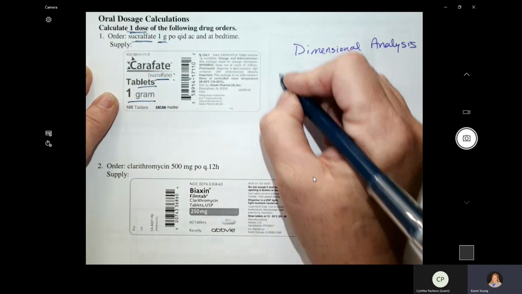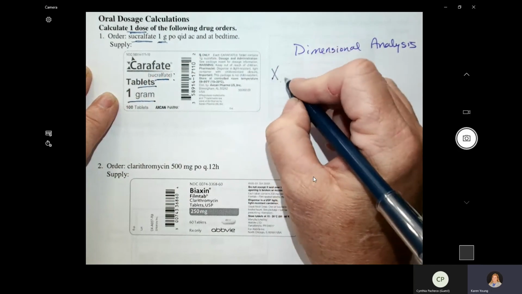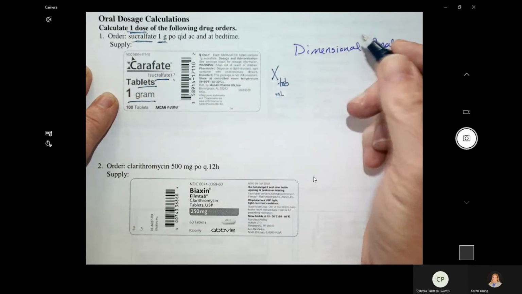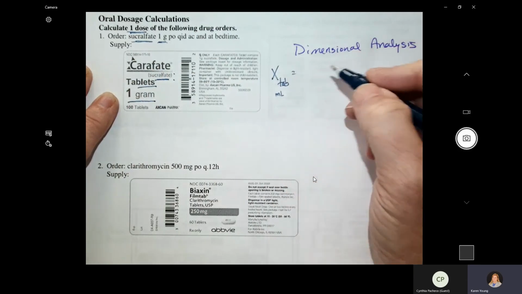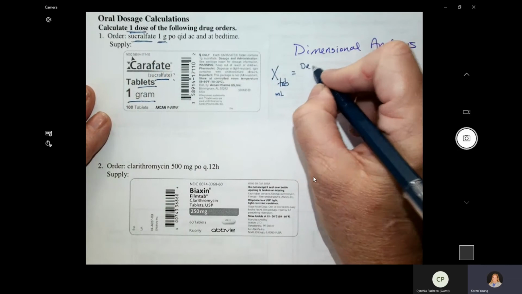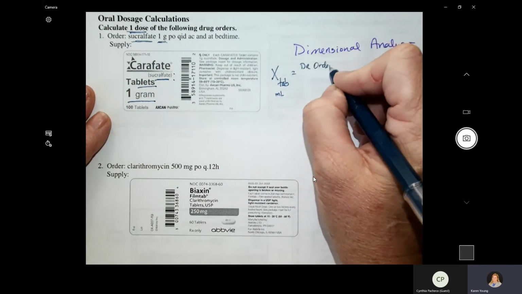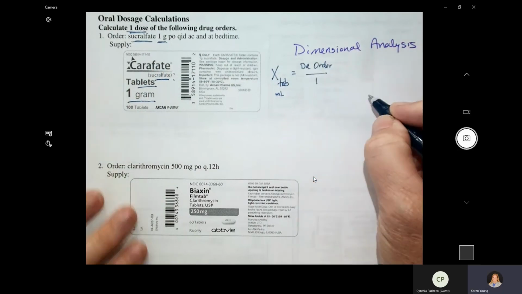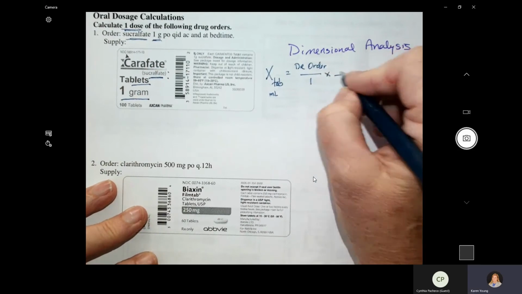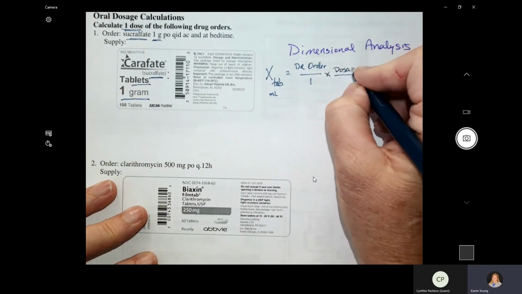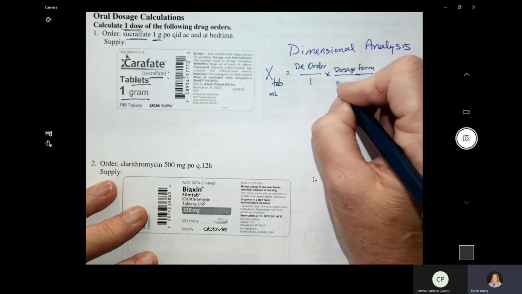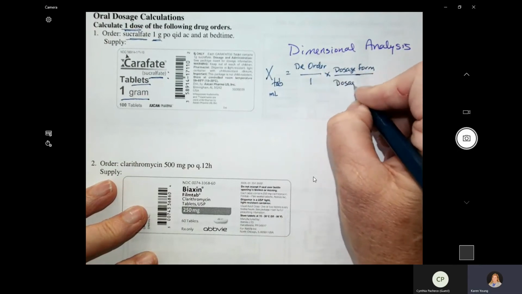So when we set this up, our formula is X, and in case we're looking for tablets, it might be milliliters. It's generally going to be one, or capsules, or one of the two. And it's the doctor's order. This is the best way I know to write it out. X over one, so what the doctor has ordered, times our dosage form, over our dosage strength.